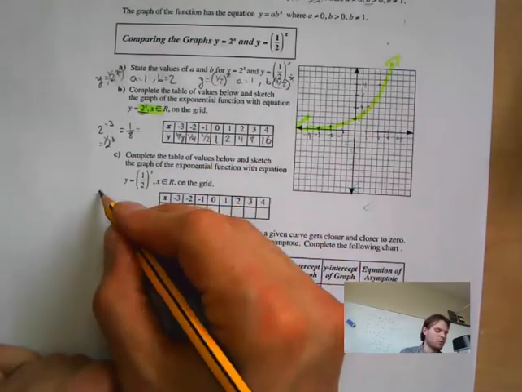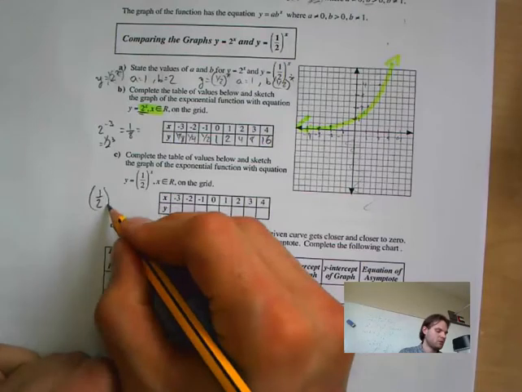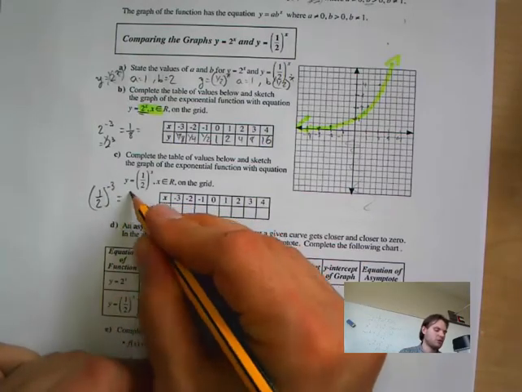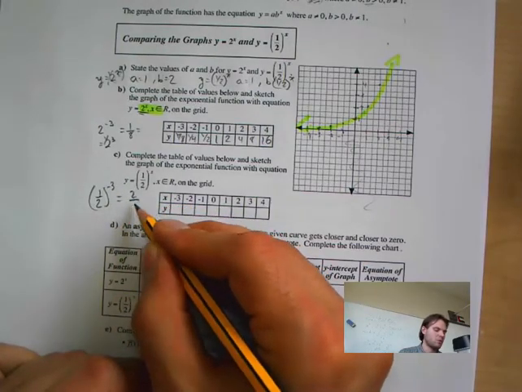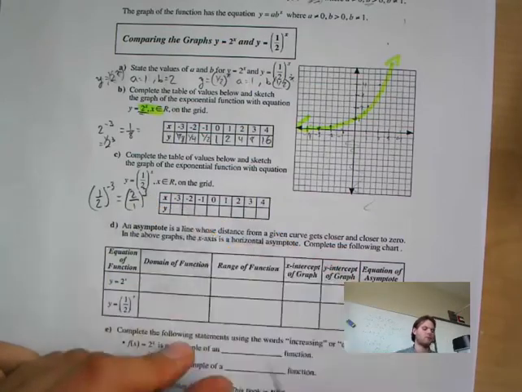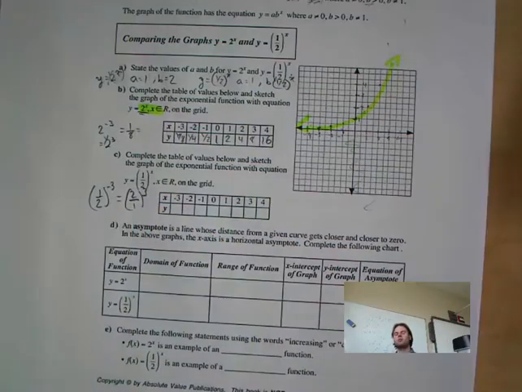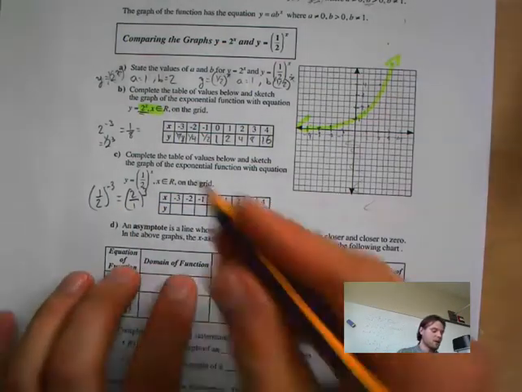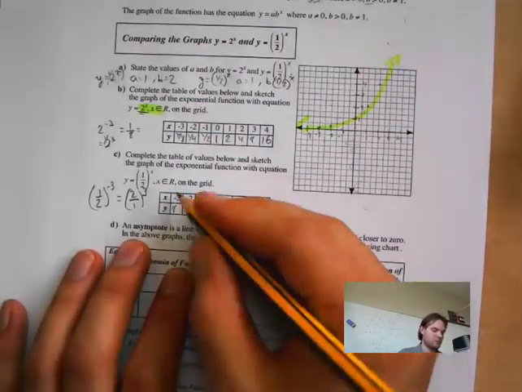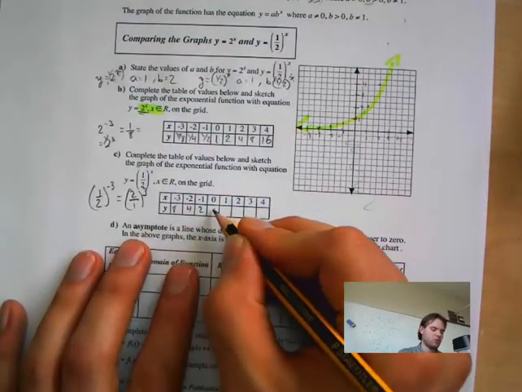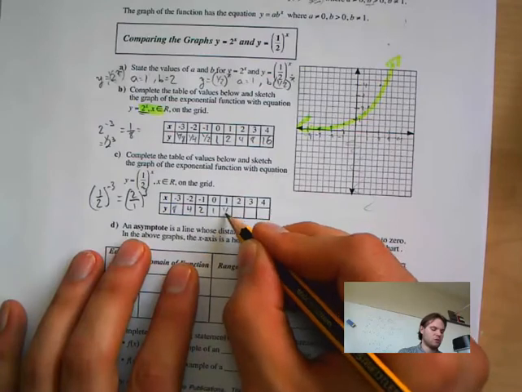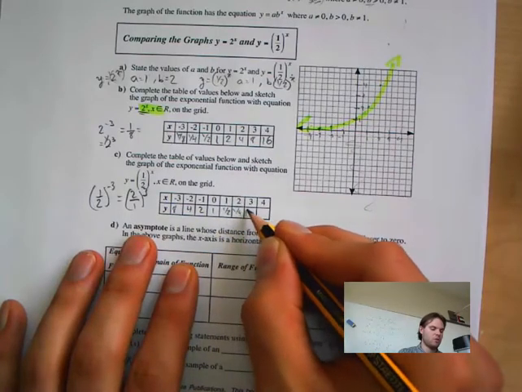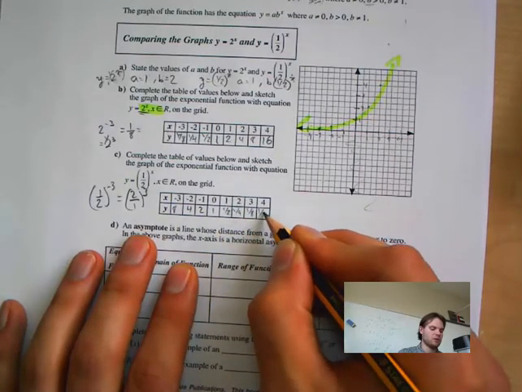1 over 2 to the -3. Well, that's the same thing as 2 over 1 to the power of 3. Remember, reciprocal. It was like the positive exponent. Makes everything easier. That's going to be the same as 8. Well, then this would have to be 4, 2, 1. This is 1 over 2, 1 over 4, 1 over 8, 1 over 16.